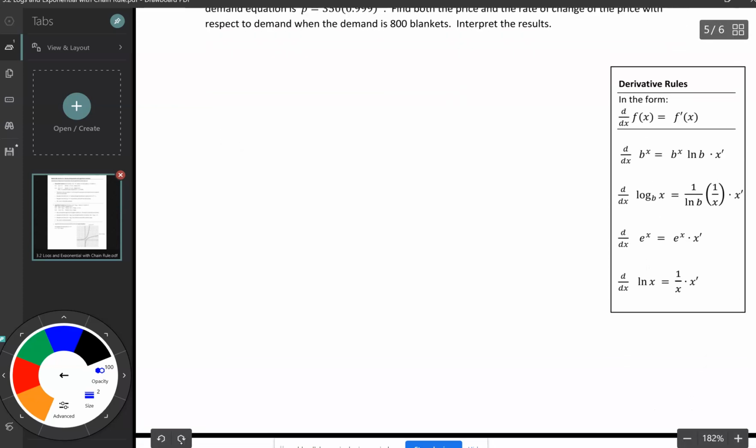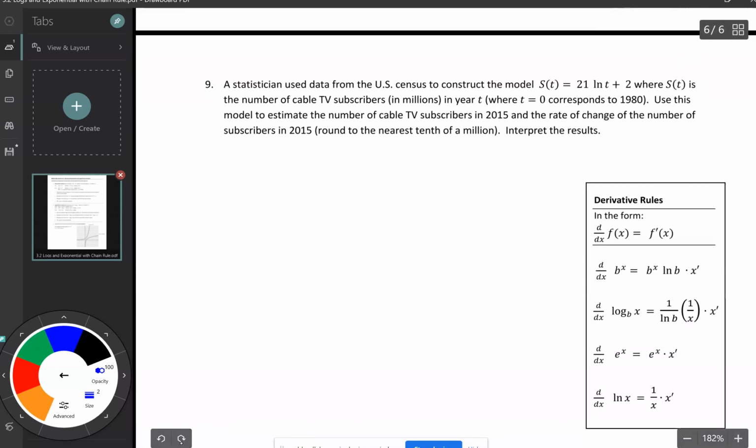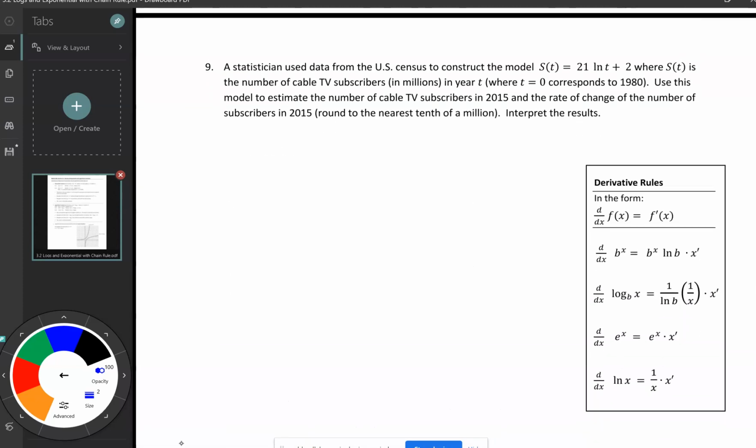And I'm actually going to start with number 9 because it's the most important because it has a log rule in it, and then we're going to work our way back up to 8. So we're going to jump around. We're going to go to 9 and then back to 8. So let's look at 9. Okay. A statistician used data from the U.S. Census to construct this model.